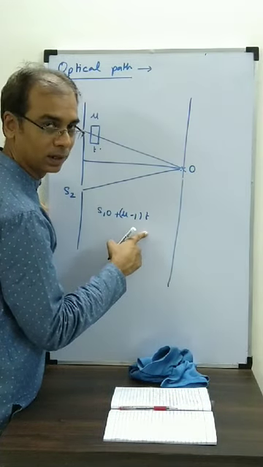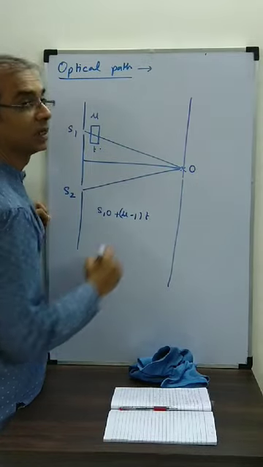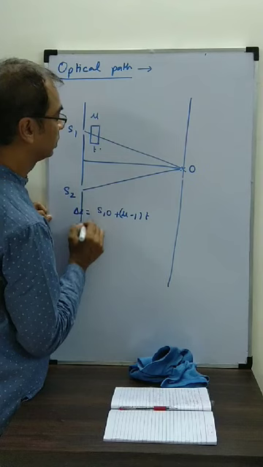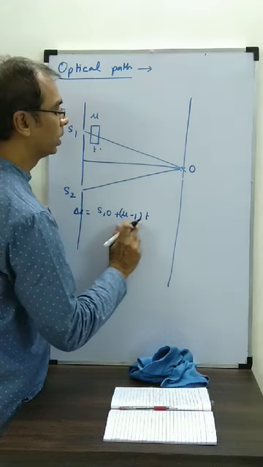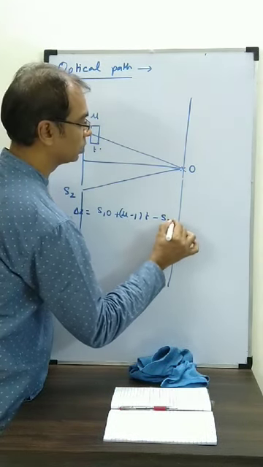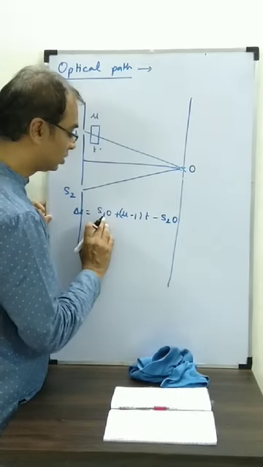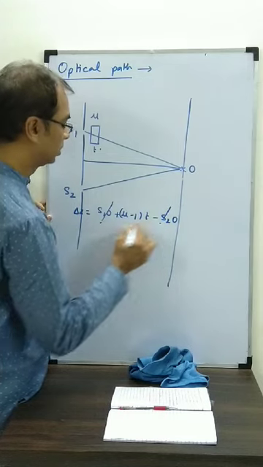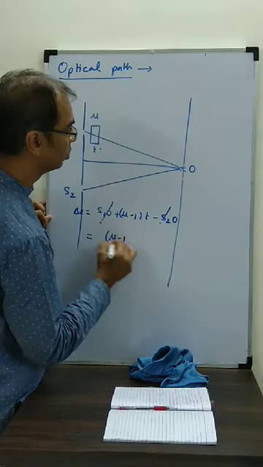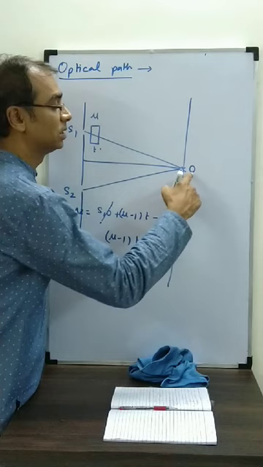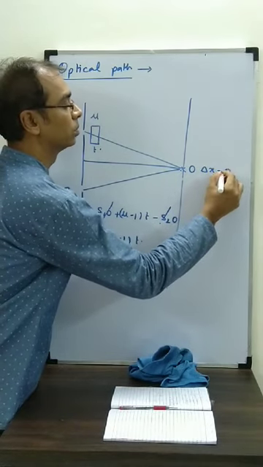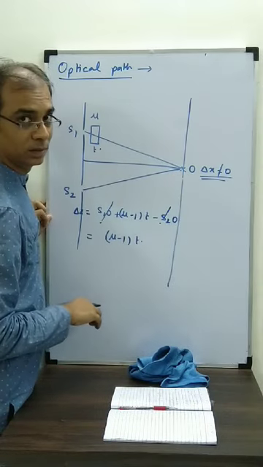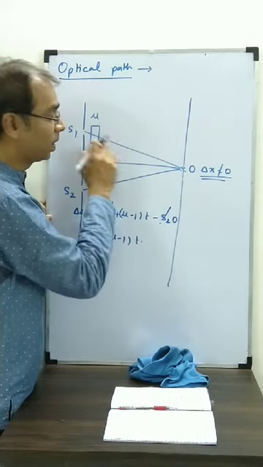Are you able to understand? Whereas this one is traveling how much? S2O. So the path difference at O will be what? S1O plus mu minus 1 into T minus S2O. And since geometrically S1O and S2O are equal, you can cancel them. So delta X will come here as mu minus 1 into T. That means delta X here is not 0. So that means central maxima is not here. So where will it shift? Who's traveling more? The upper one.